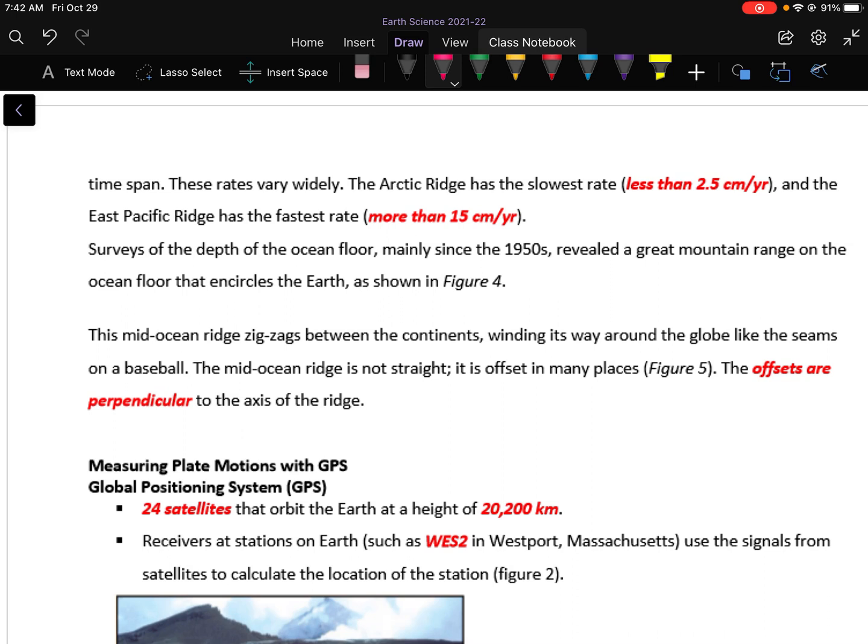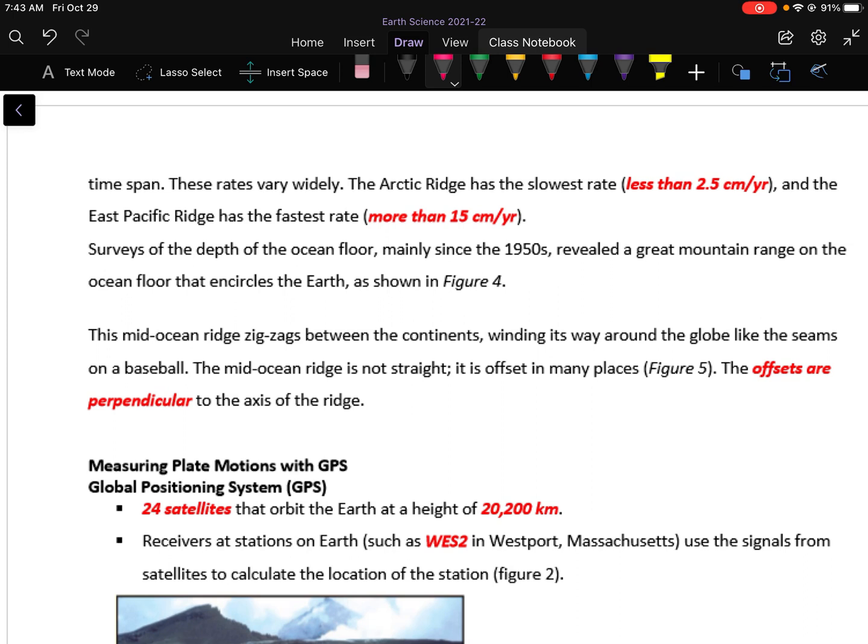The ridges spread at different rates. You can see from there, the Arctic Ridge is spreading much more slowly than the East Pacific Rise. And the last part is that these ridges encircle the globe like seams on a baseball, on a crazy looking baseball. But they're not super smooth. They're jagged where those plates shear apart laterally, and those are called the offsets.